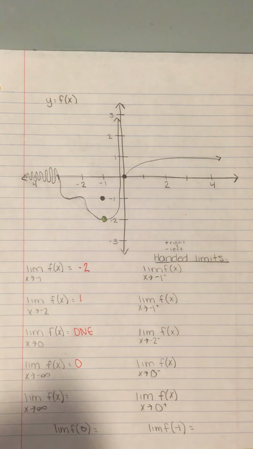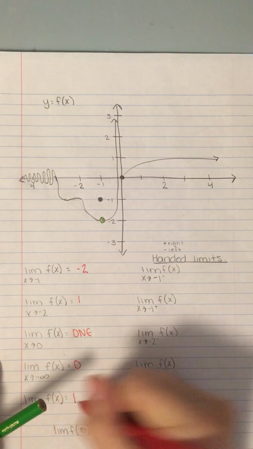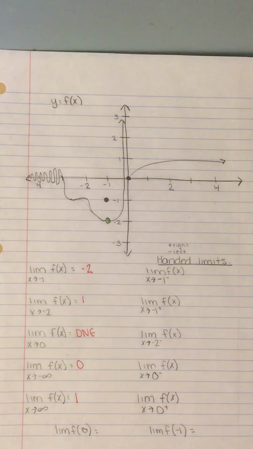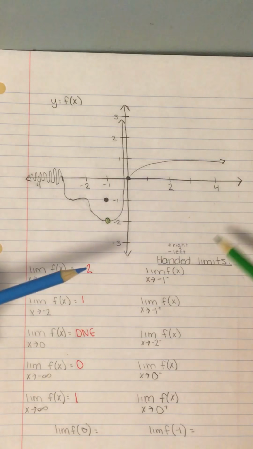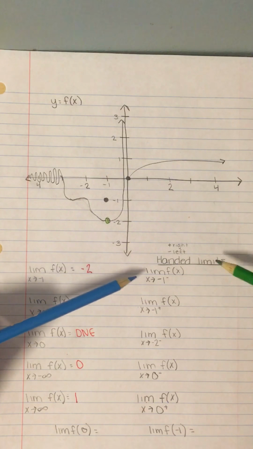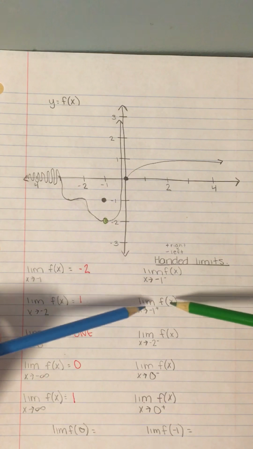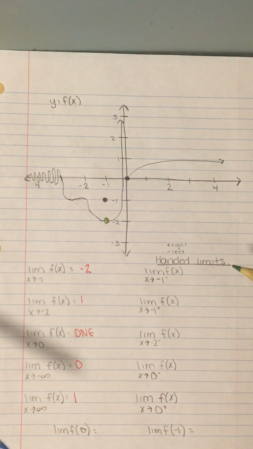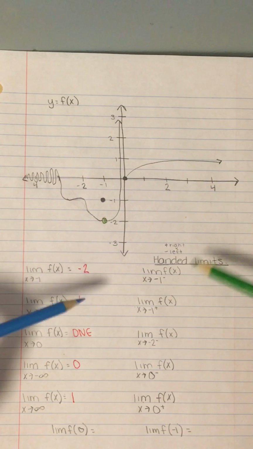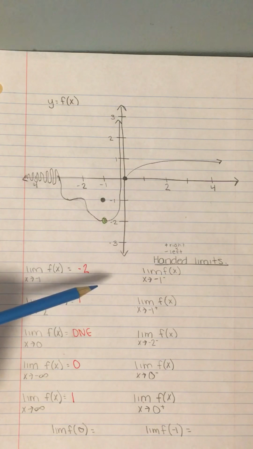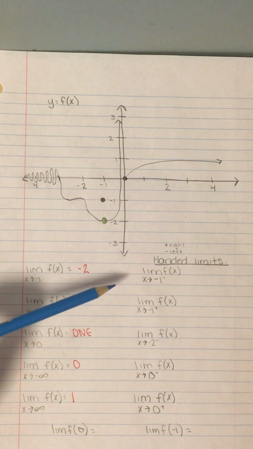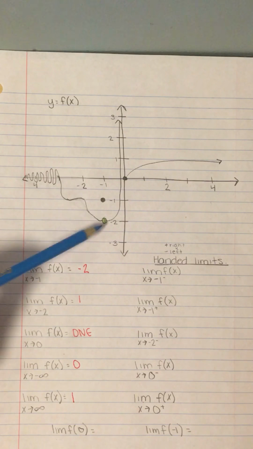So for the limit as x approaches infinity, it would be approaching 1. All right, now let's talk about handed limits. As I said, this little negative mark over here means it's from the left, and the positive mark over here would be it's from the right. So let's talk about the left-handed limit as x approaches -1 of this function.